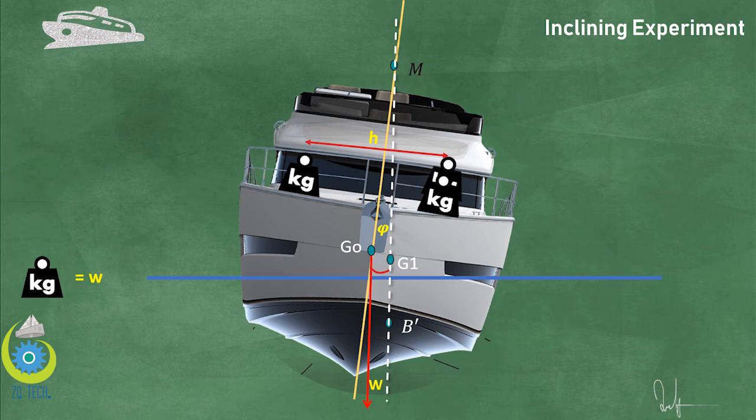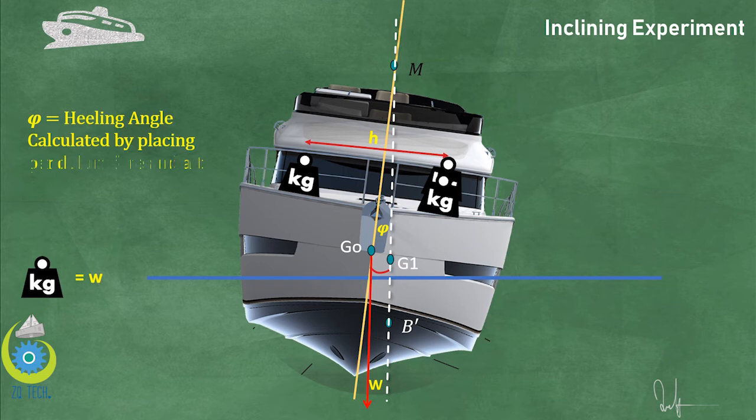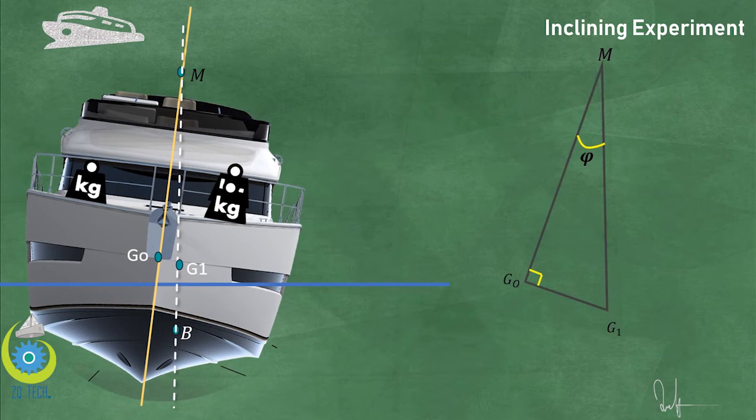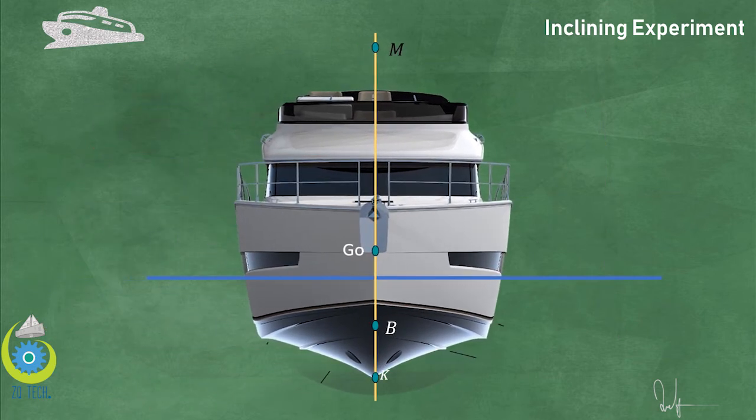We can calculate the heeling angle by placing a pendulum in the fore and aft of the ship. Here you can see that a triangle is forming: G0, G1 and M. That is a right triangle, and on the basis of this triangle we will find out the value of G0M. G0M is the metacentric height we have to find out. Before starting the mathematical expression for G0M, you must know the points: metacenter M, G0 which is the center of gravity, B the center of buoyancy before tilt, and K is the keel.